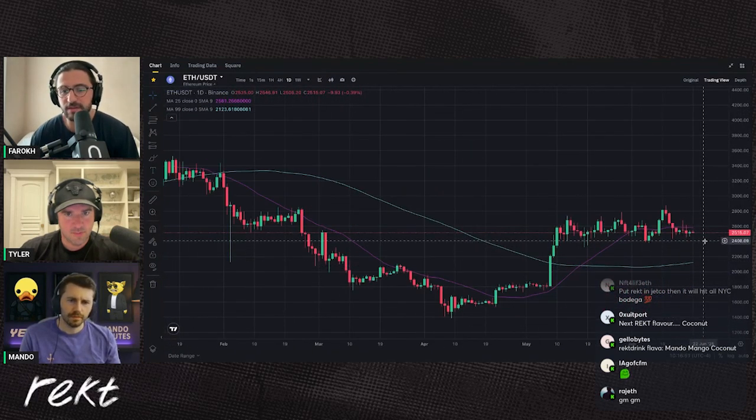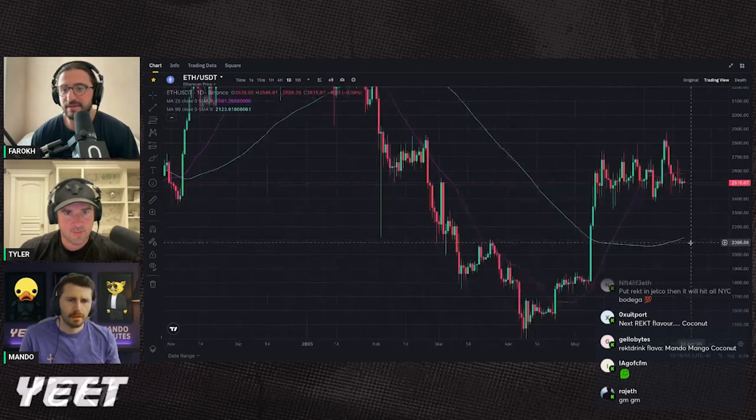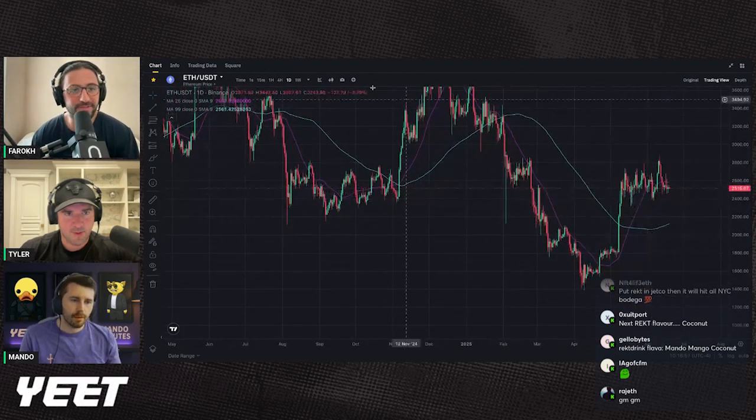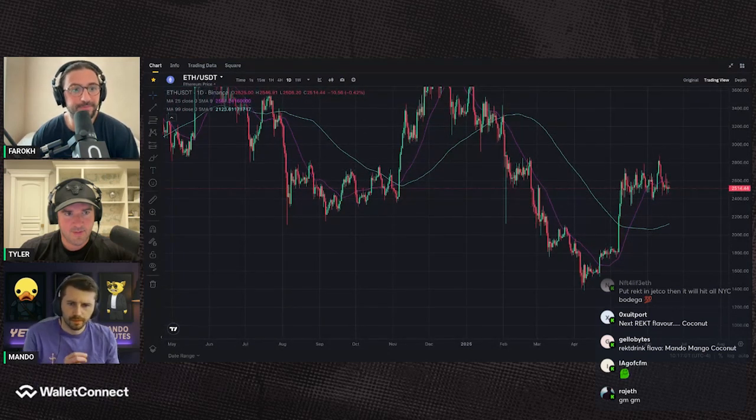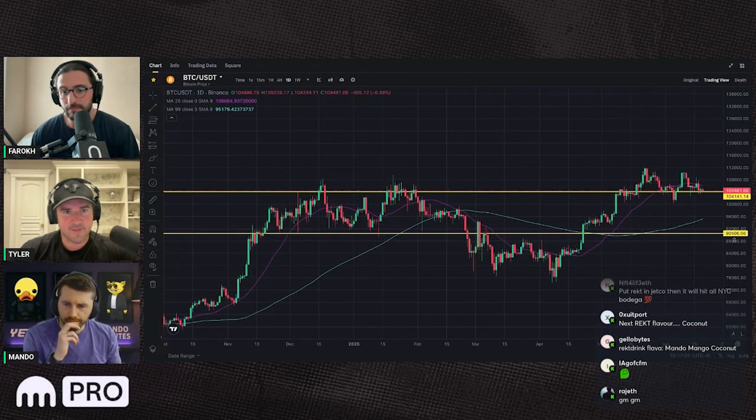Everything's so flat. Look at ETH. So funny, right? It's just like that. It's been remarkably sideways for a while now, 42 days now. Yeah. I think it's still holding up relatively well.